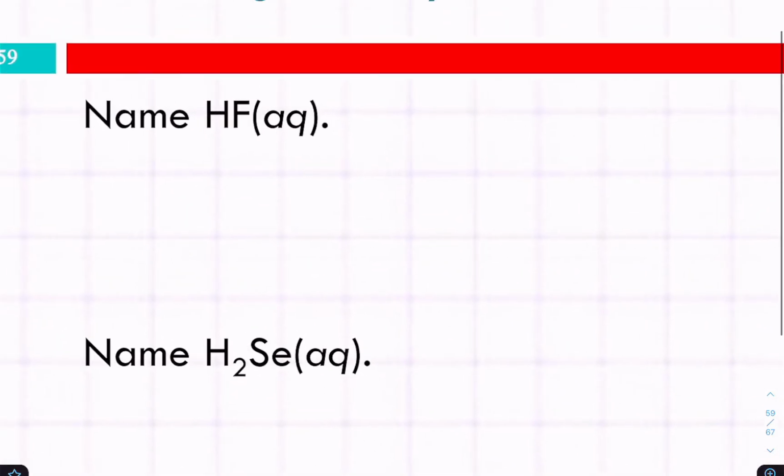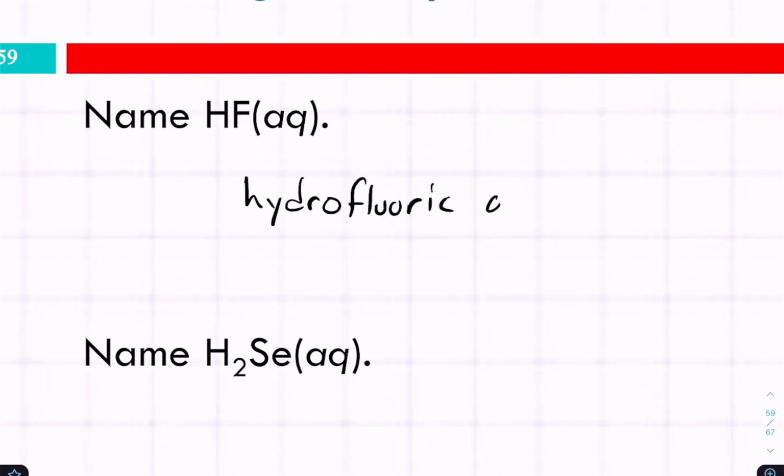Okay, so first up, is it a binary acid or is it an oxyacid? Binary acid, because it's hydrogen, a nonmetal, and then there's no oxygen. So binary acid. So what's going to be the first part of the name for this? It's going to be hydro. And then the name, fluoric acid.